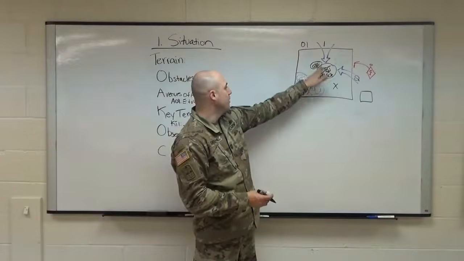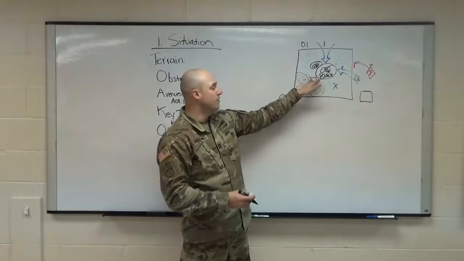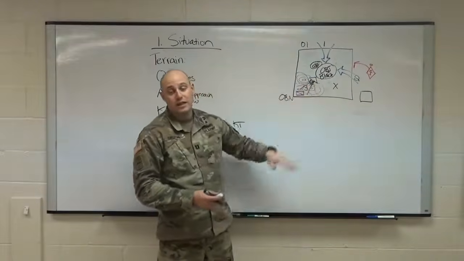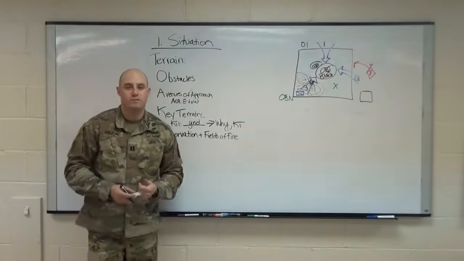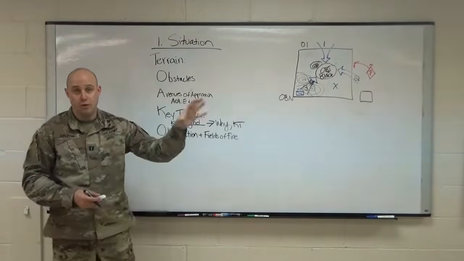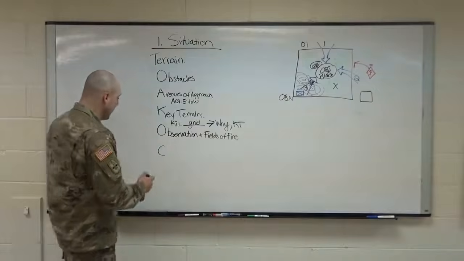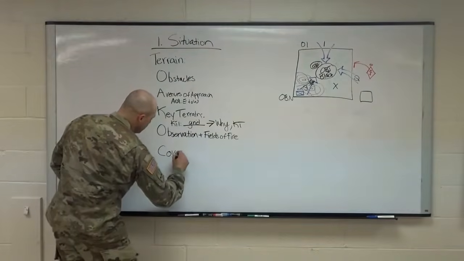50 meters, unlimited, 150 meters, something like that. Give distances so people have an idea going into the mission what their observation and fields of fire are going to look like throughout the AO. The last one is cover and concealment.